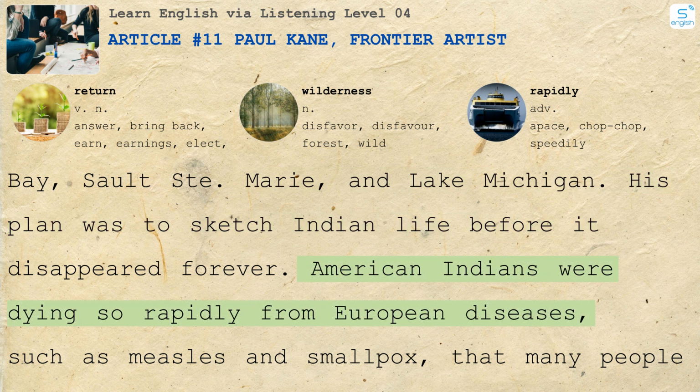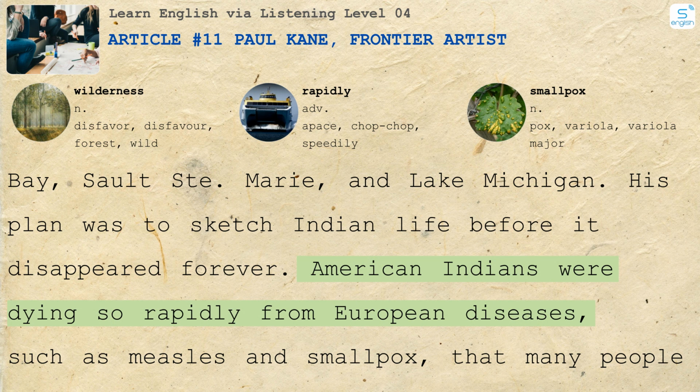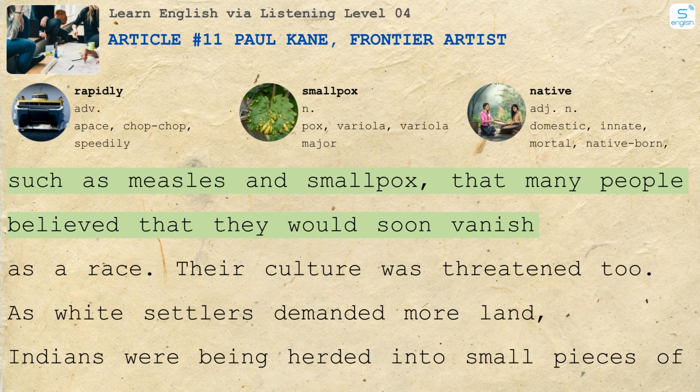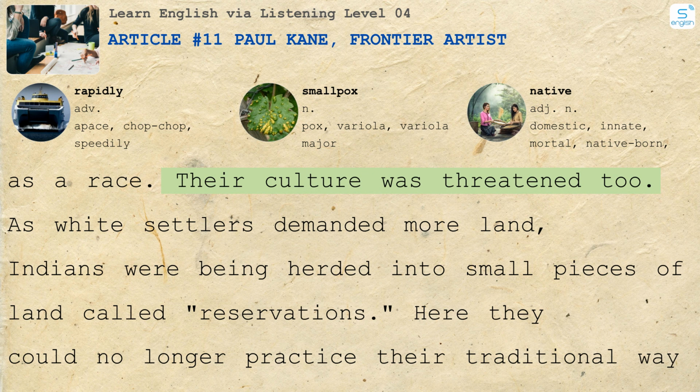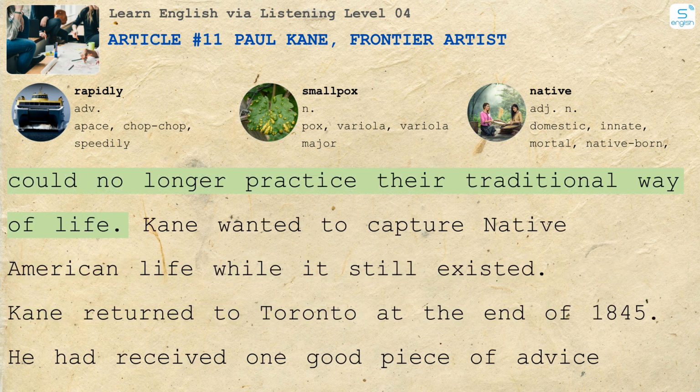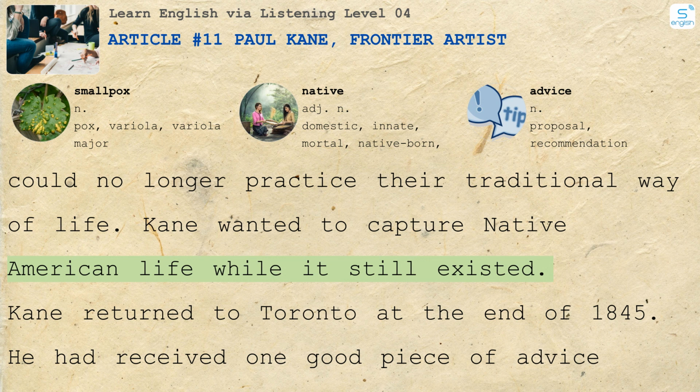American Indians were dying so rapidly from European diseases such as measles and smallpox that many people believed they would soon vanish as a race. Their culture was threatened too. As white settlers demanded more land, Indians were being herded into small pieces of land called reservations. Here they could no longer practice their traditional way of life. Kane wanted to capture Native American life while it still existed.